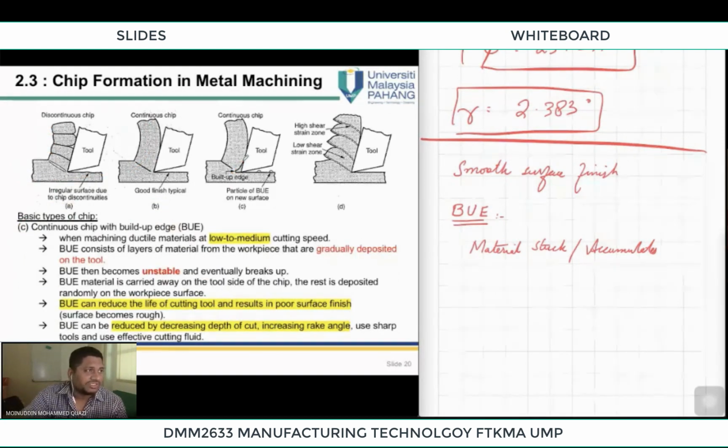So just have a look. Continuous chip with built-up edge occurs when machining ductile material at low to medium cutting speed. BUE consists of layers of material from the workpiece that are gradually deposited on the tool. So if you see on this tool area, it is deposited on the tool between the chip and the tool. BUE then becomes unstable and eventually breaks up. Later on, this breaks up like clumps. You can see these clumps actually, okay?